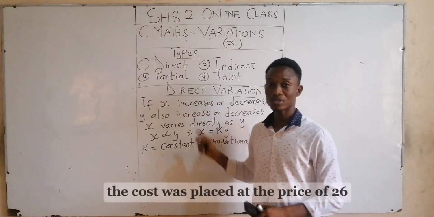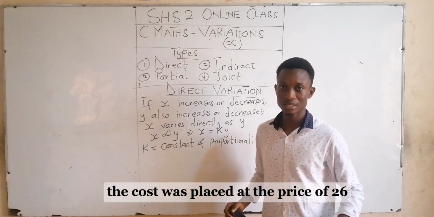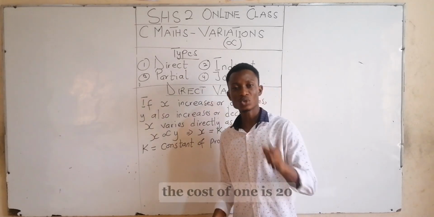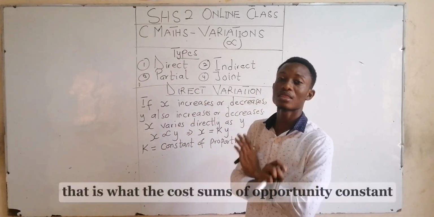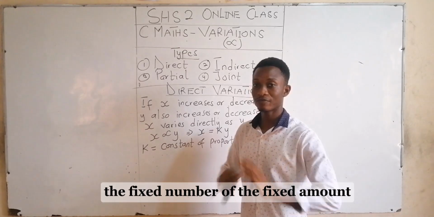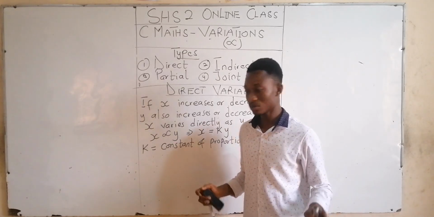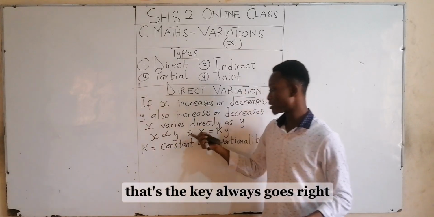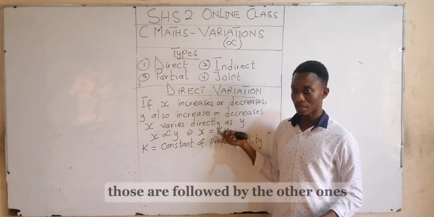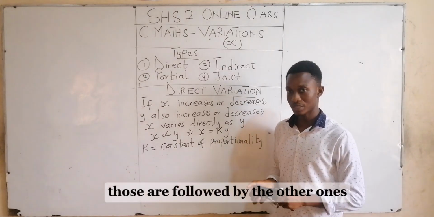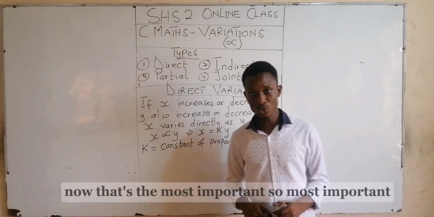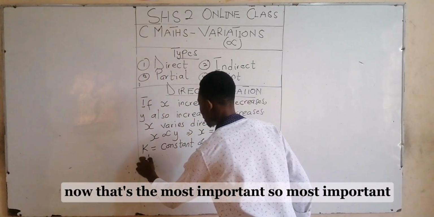Here, the cost was fixed at a price of 20. Whether you are buying 5 quantities or if you are just buying one, the cost of one is 20. That is the constant of proportionality. So constant is the fixed number or the fixed amount. Good. That is the key. Always, if you want to write an equation, the k comes first. It should always come, followed by the other quantity. That's very good. Now let's note the following.